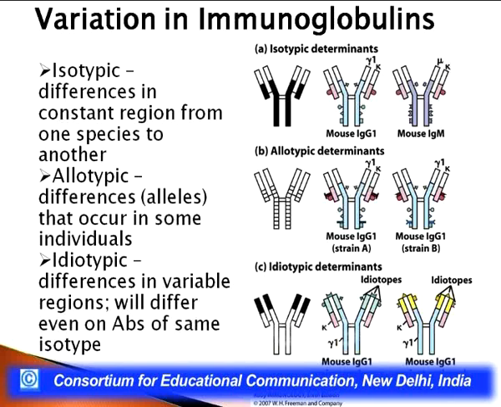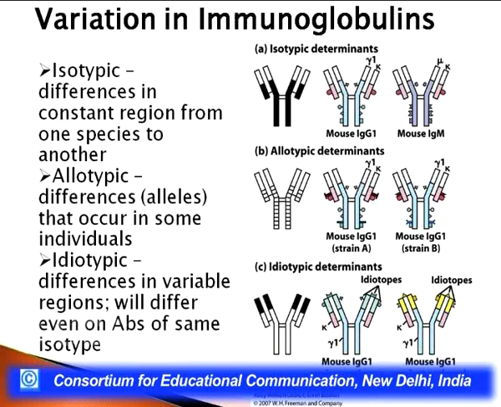Now coming to the variations in immunoglobulins, the immunoglobulins can have variations which could be called isotypic variations, allotypic variations or idiotypic variations. In isotypic variation, there is a difference in the constant region from one species to another. Any healthy member of a species will have genes for gamma 1, gamma 2, gamma 3, gamma 4 or alpha, mu, epsilon, delta. These are the isotypes, as I already described, which come from the constant region of an immunoglobulin. Any healthy individual of a species will have all the isotypes.